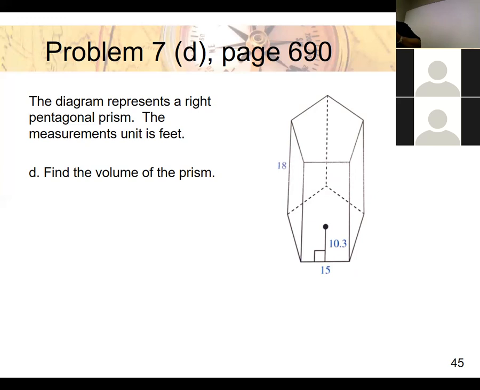Now, let's take a look at what we already have. Okay, so we do have a prism that looks like this. The base, okay, so this height is 18. This is 15. From the center here to the side perpendicular to that, 10.3. And here we want to find the volume of that prism.